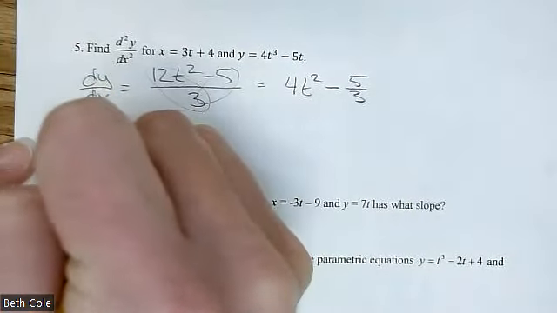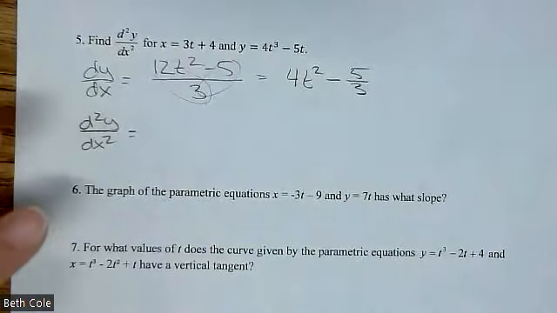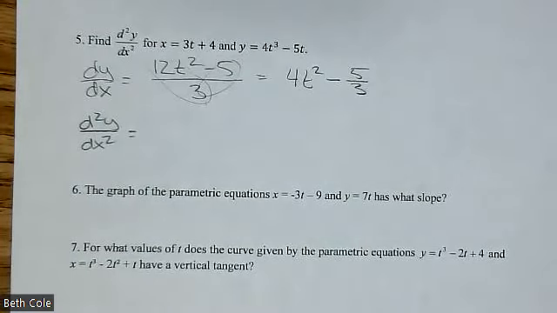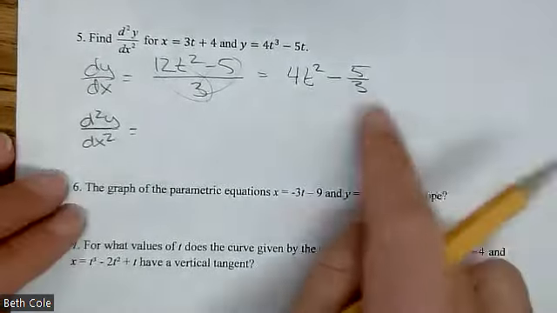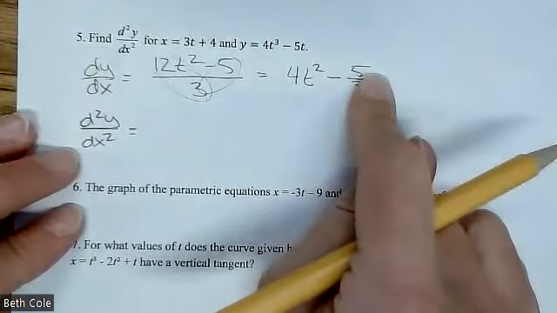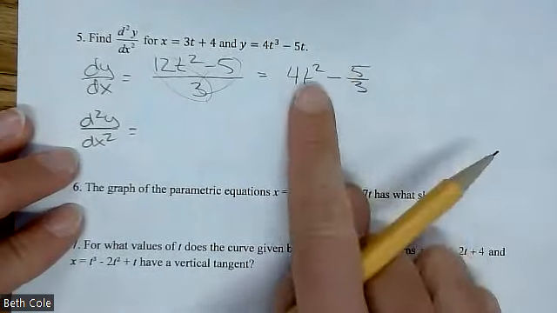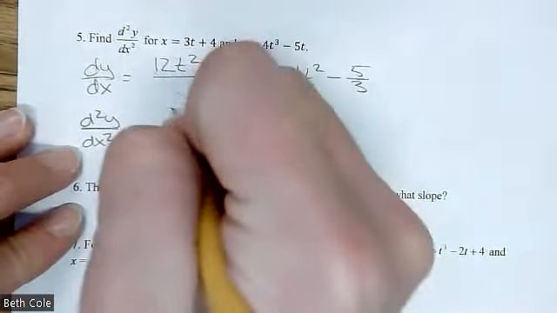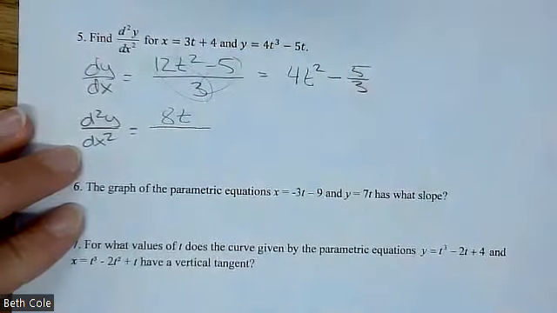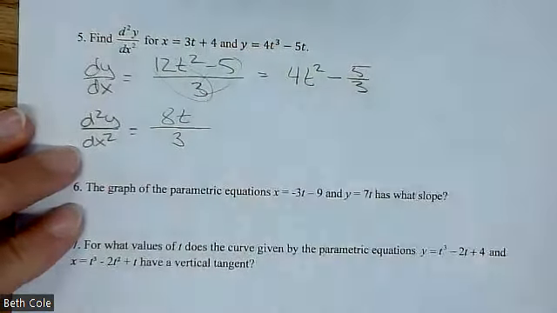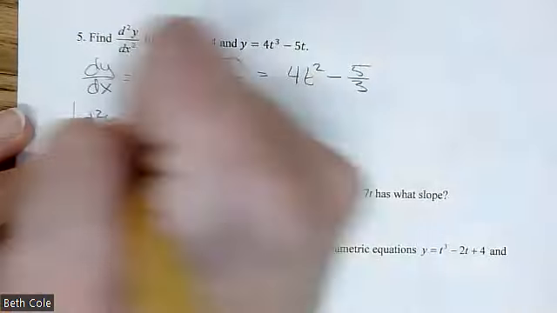And then we're going to do the second derivative. So we're going to do the derivative of that and then over dx dt again. So what is the derivative of this? 8t. And then derivative of x was just 3. And you can't reduce 8/3, so actually that's it.